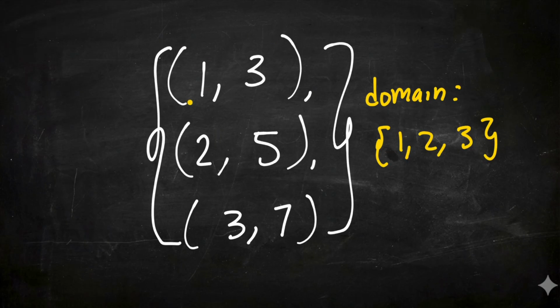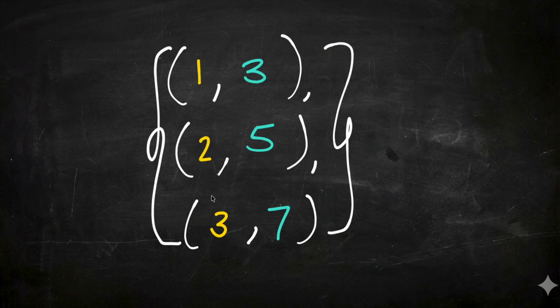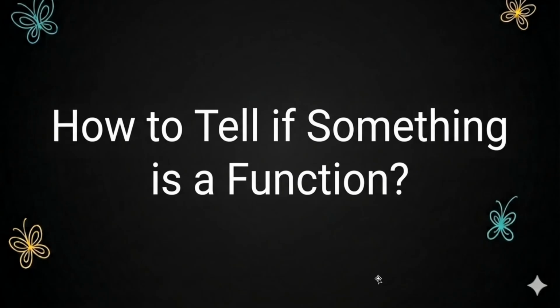So from this other pair, my domain is going to be all my possible inputs, which is 1, 2, and 3. And my range is going to be all my possible outputs, which is 3, 5, and 7. So domain are your x values and range are your y values. Simple as that. This is the section with the most exam weight, so pay attention.